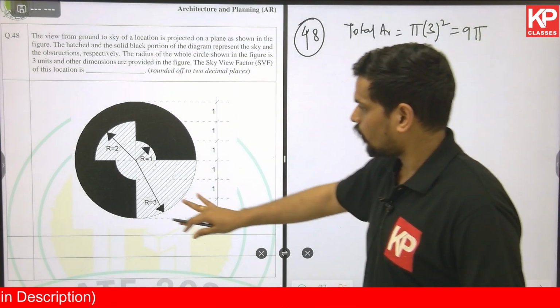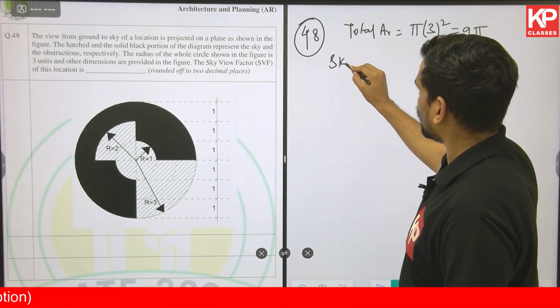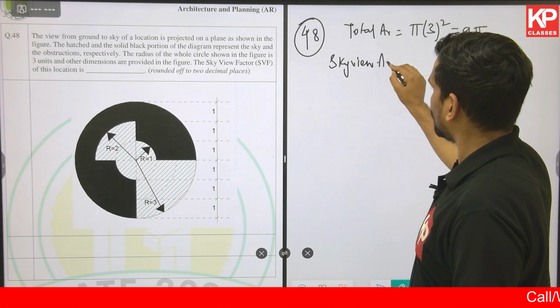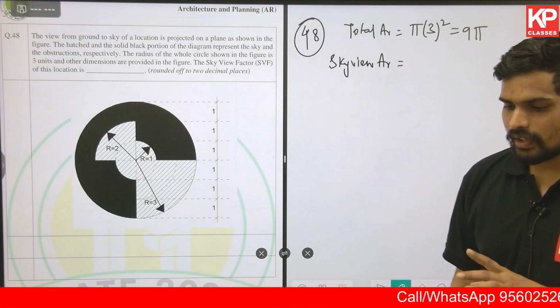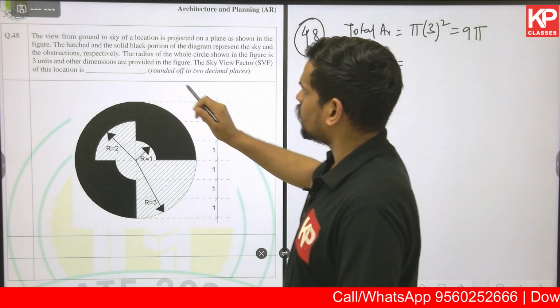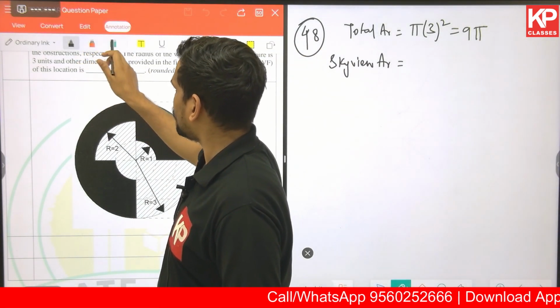That's the total area. Now, what is the shaded area? The sky view area is basically the shaded area. Now for this, if you can visualize this, let me try to annotate here itself.